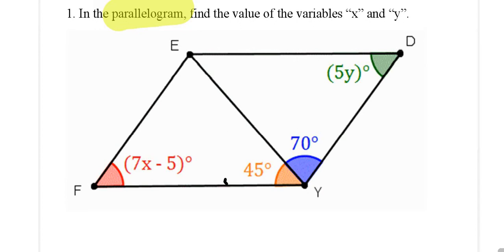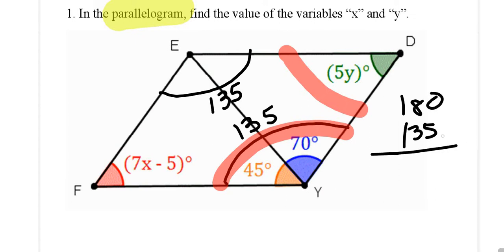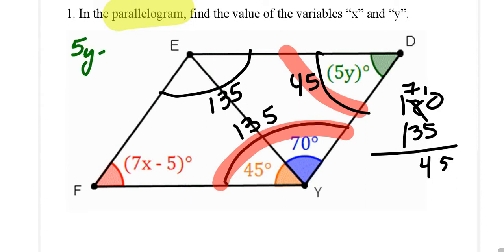What you should have noticed is that if you add these together, we get 135. And if that's 135, this is also 135. And then taking here, these angles are what are called consecutive interior, which means they add up to 180. So we're going to go 135 away from 180, and you have 45. So this is 45. So to solve for y, you should have done 5y equals 45. Of course, y equals 9.